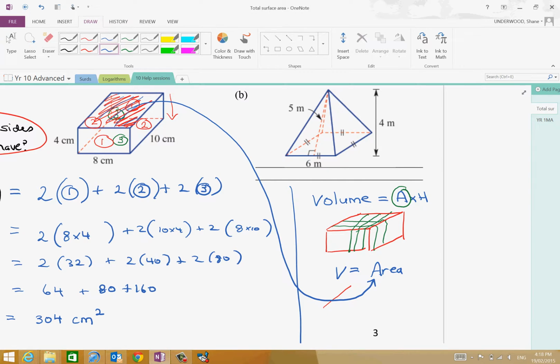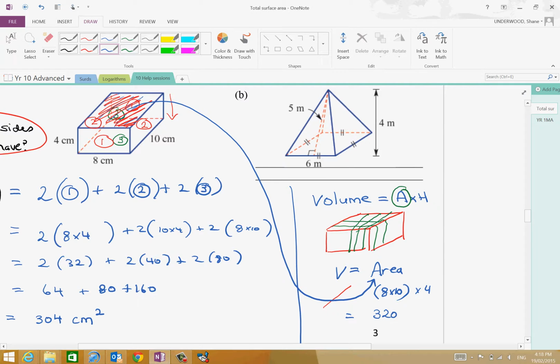The area is 8 times 10. Okay, so the area is equal to 8 times 10. And what's the height of this box? Times 4. Beautiful. Now, of course, in mathematics, we could do it a number of ways. 8 times 10 is 80, times 4 is 320.